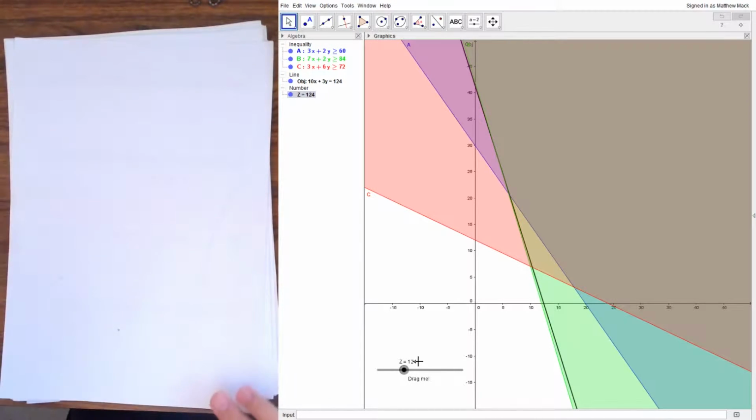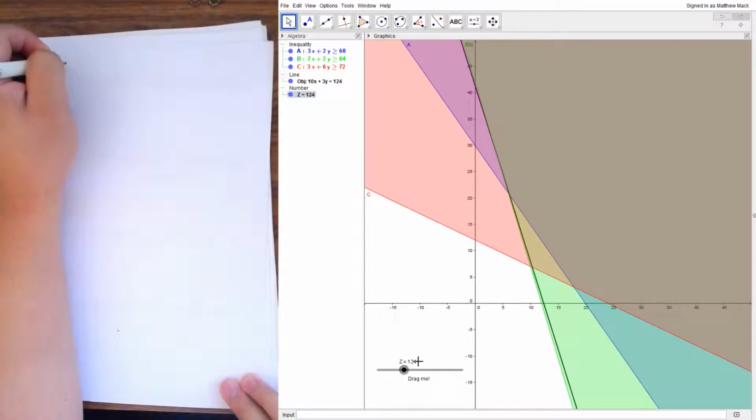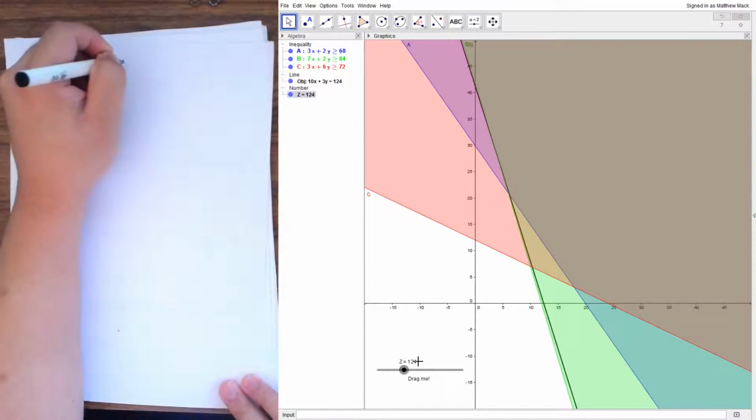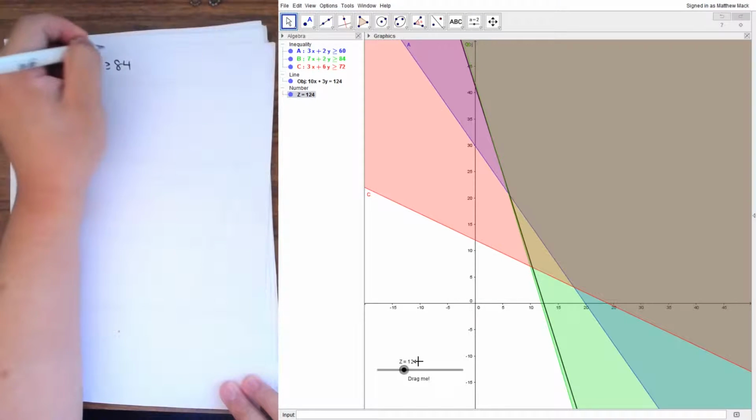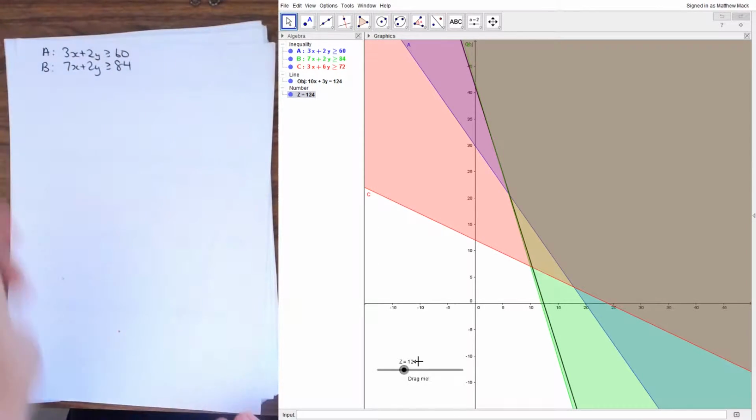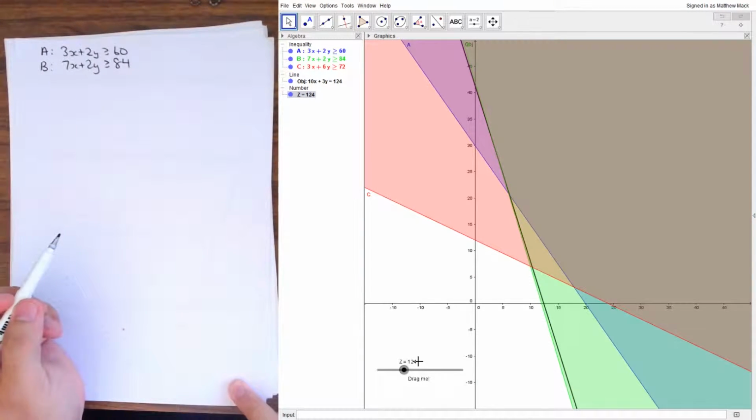So I'm just going to rewrite B again. So B is constraint 7x plus 2y greater than or equal to 84. And A is, silly me, 3x plus 2y greater than or equal to 60. Now, of course, if you don't remember how to find the intersection coordinates, we can simply solve these as a series of simultaneous equations.